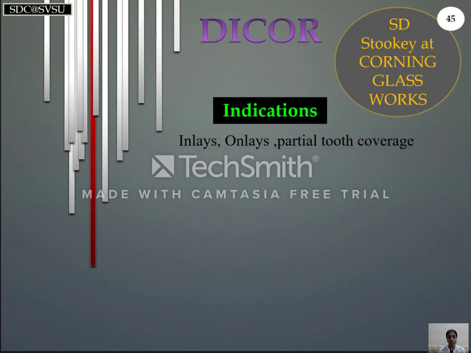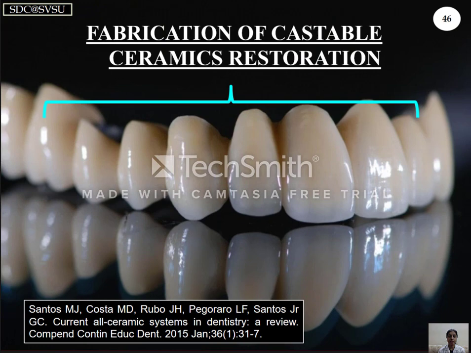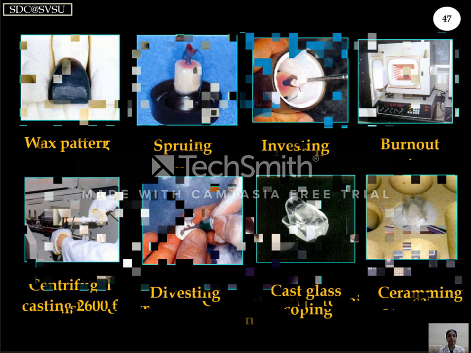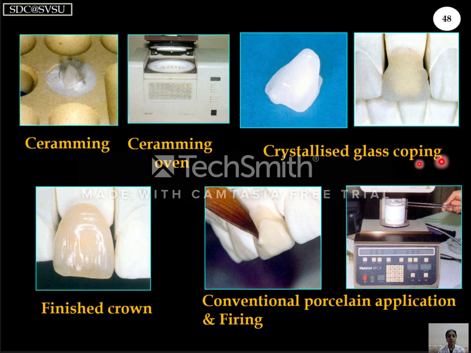Fabrication of castable ceramic restorations is done under two headings, casting and ceramming. In casting, after the tooth preparation has been done and the master cast has been cut into individual dies, then the wax pattern is created, which is then sprued and invested in a suitable investment material using a double ring liner, which is then burnt out. After burnout, it is placed in a centrifugal casting machine at 2600 degrees Fahrenheit and is divested. The cast glass coping which is obtained undergoes the process of ceramming. After the ceramming is done in a ceramming oven, the crystallized glass coping which is obtained undergoes conventional porcelain application followed by firing. Then the finished crown is tried on the master cast.